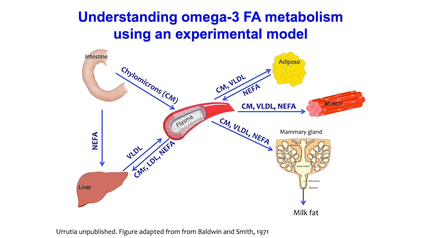So that fatty acid comes in from the gut in chylomicrons into plasma, and then those chylomicrons are available for all of our tissues. Those fatty acids go into the liver. They come back out of the liver packaged as VLDLs. We're going to have release of NEFA out of adipose tissue. And we have a lot of interest in how that fatty acid ends up in the mammary gland.